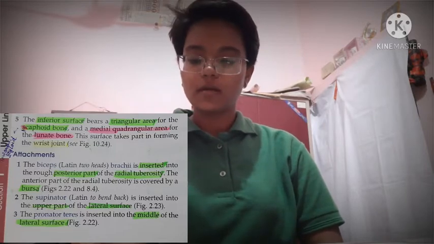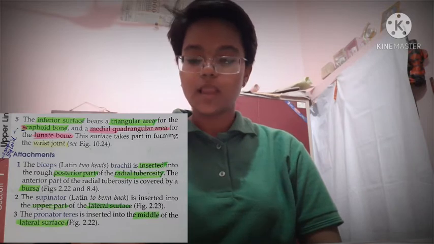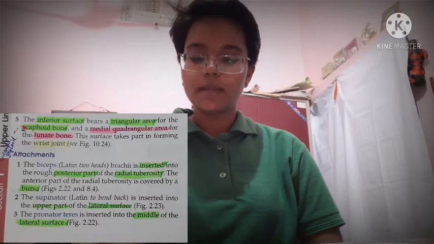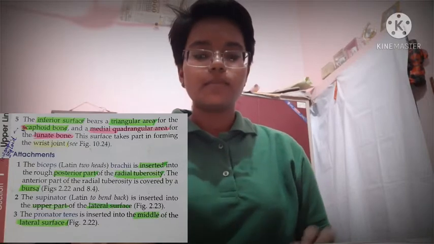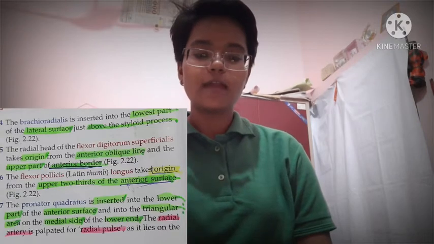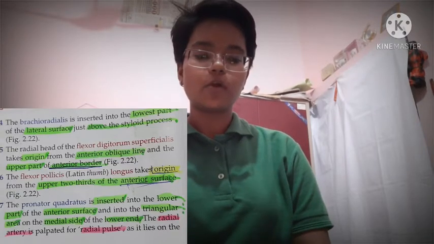The supinator, to bend back, is inserted into the upper part of the lateral surface. The pronator teres is inserted into the middle of the lateral surface. The brachioradialis is inserted into the lowest part of the lateral surface just above the styloid process.